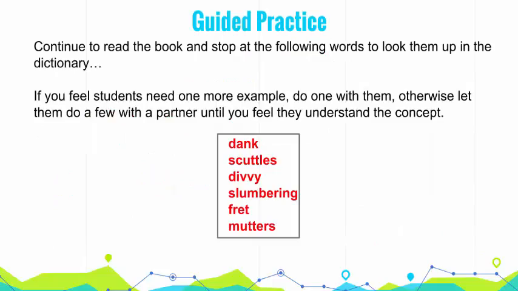The guided practice phase will be around 10 minutes, depending on students' needs. Continue reading the book, stopping at the bolded words on this slide, to let students practice using a dictionary either with you again, with a partner, or independently within the group. Use your professional judgment in deciding if students are ready to move on from guided practice and work more independently. Practice as many words together as you think they need.